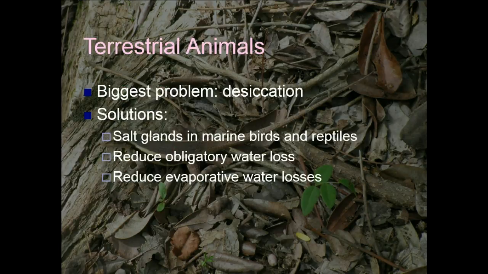Alright, as was the case with the respiratory membrane, desiccation is the biggest problem for terrestrial animals. Now, there may be all sorts of different solutions to prevent desiccation. We're going to mention a few. For example, marine birds and reptiles have salt glands to get rid of the excess of sodium and chloride that they ingest with seawater as they are feeding.